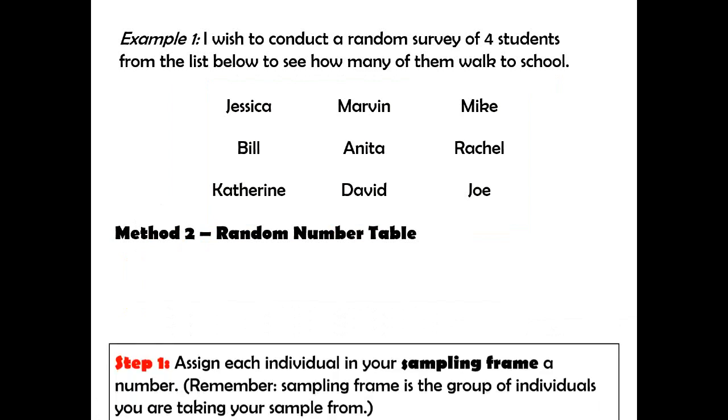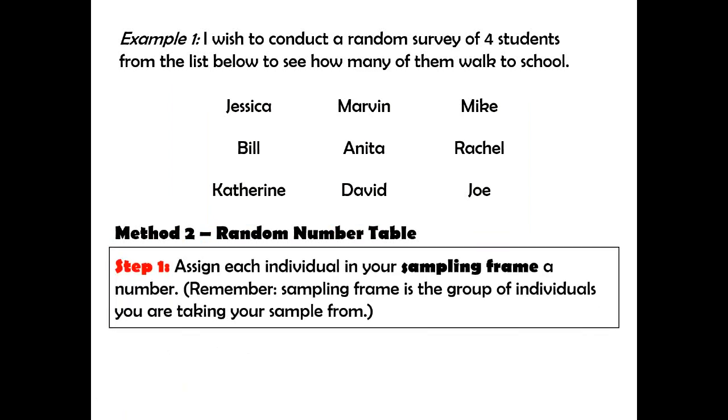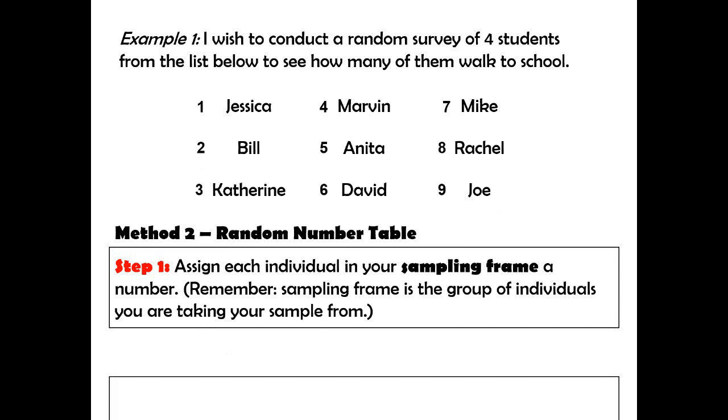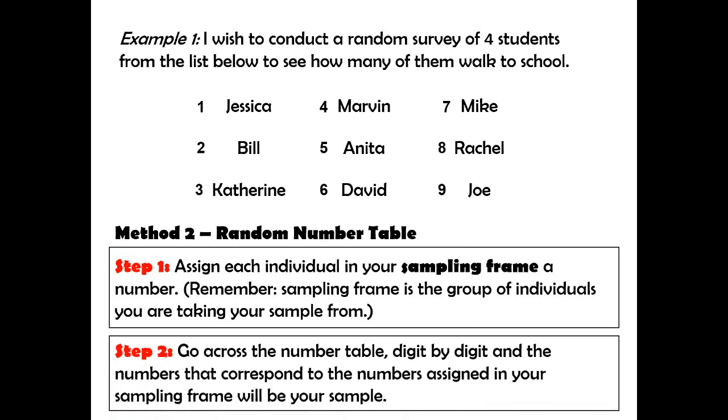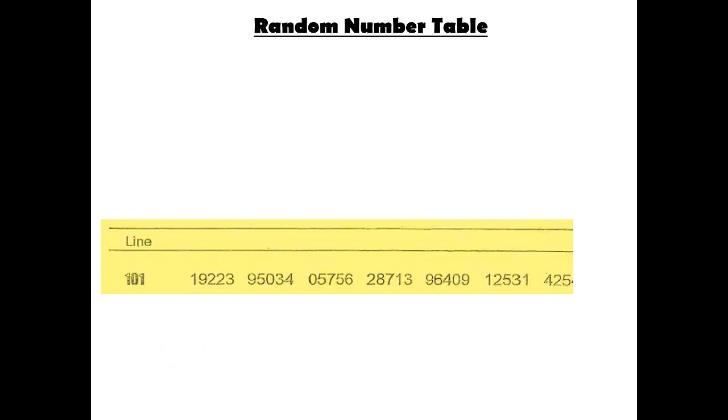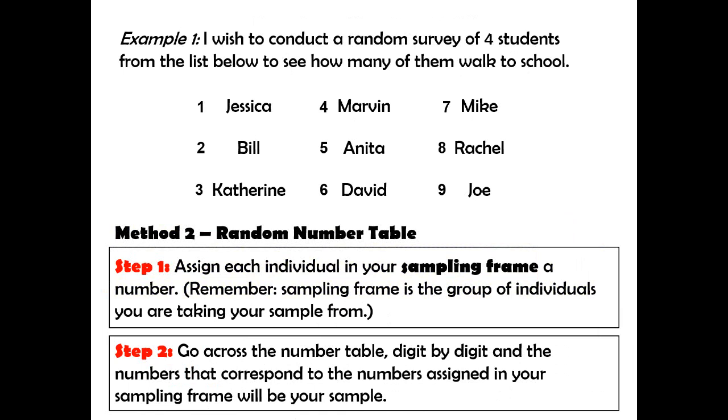We could also use a random number table. In this case, we would assign each individual in our sampling frame a number from 1 to 9. And we can go across the number table digit by digit, and the numbers that correspond to the numbers assigned to your sampling frame would be your number. So what would that look like?